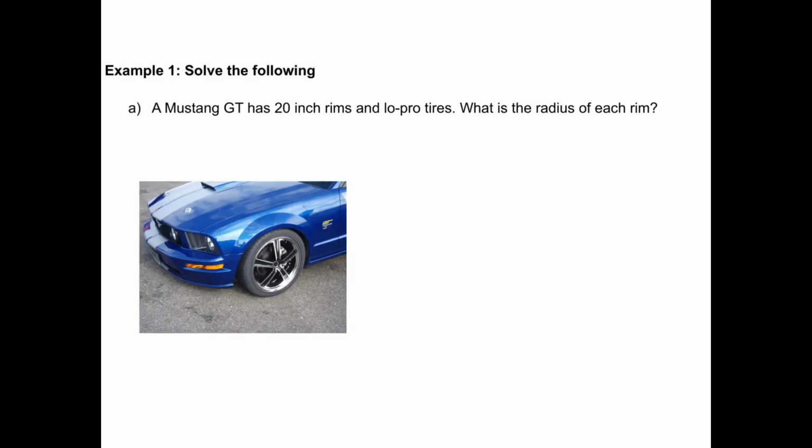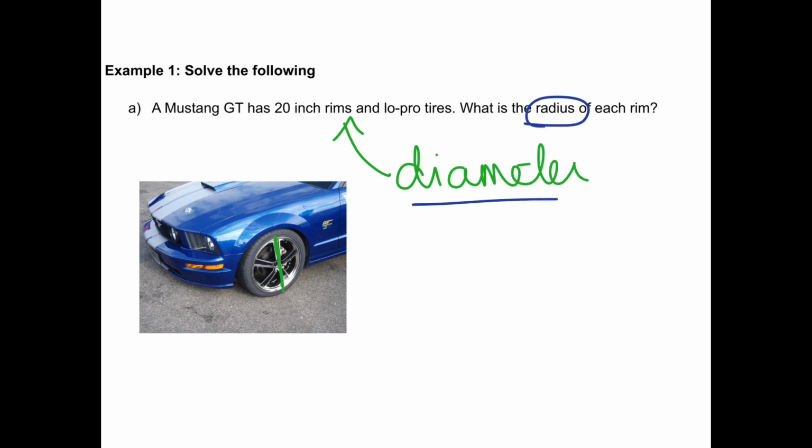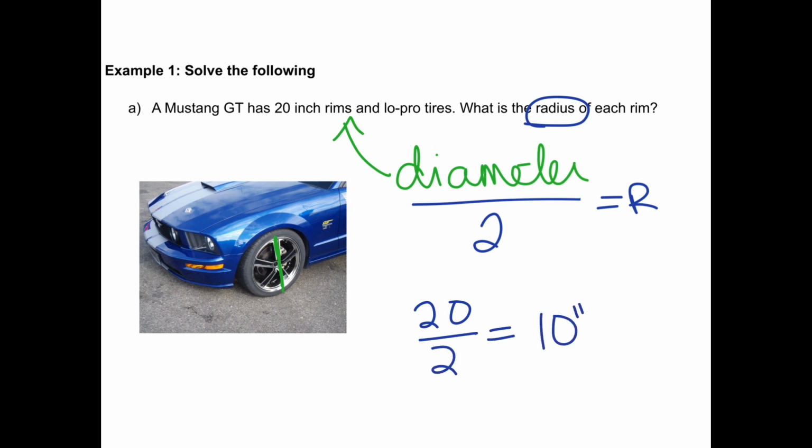Let's take a look at this example. It says a Mustang GT has 20-inch rims and low pro tires. What is the radius of each rim? The rim is going to refer to the distance across the tire. So when we're talking about the 20-inch rims, we're really talking about the diameter. And so when we want to know the radius of each, we just take the diameter, divide by 2, and that's going to equal the radius. So 20 divided by 2 is going to give us a 10-inch radius.